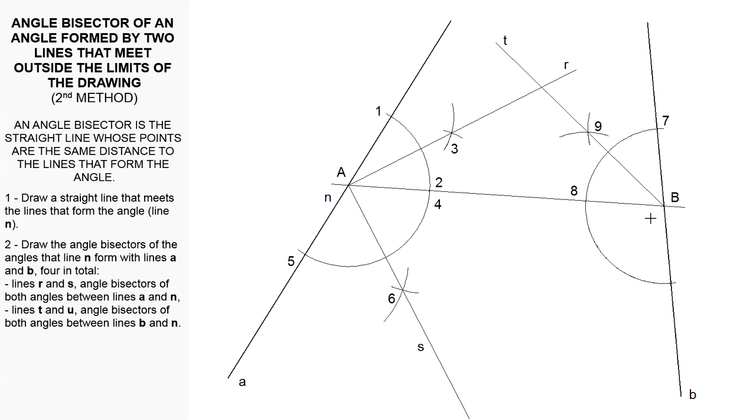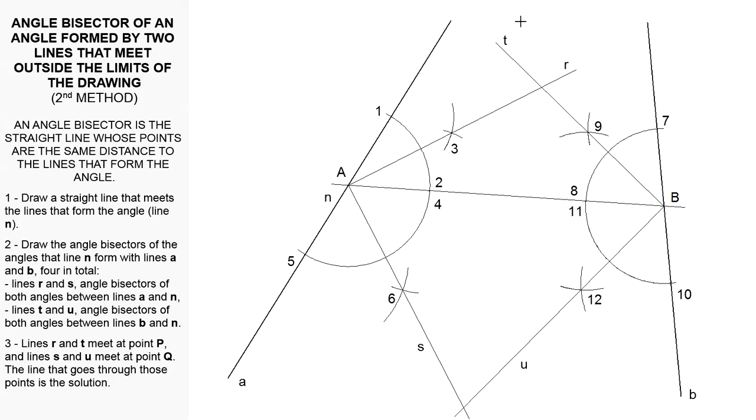Now we draw the angle bisector of the other angle that lines B and N form. Using these points 10 and 11 as centers, we draw two arcs the same radius long as we want, that meet at this point 12. Being now able to draw the second angle bisector, this straight line U.